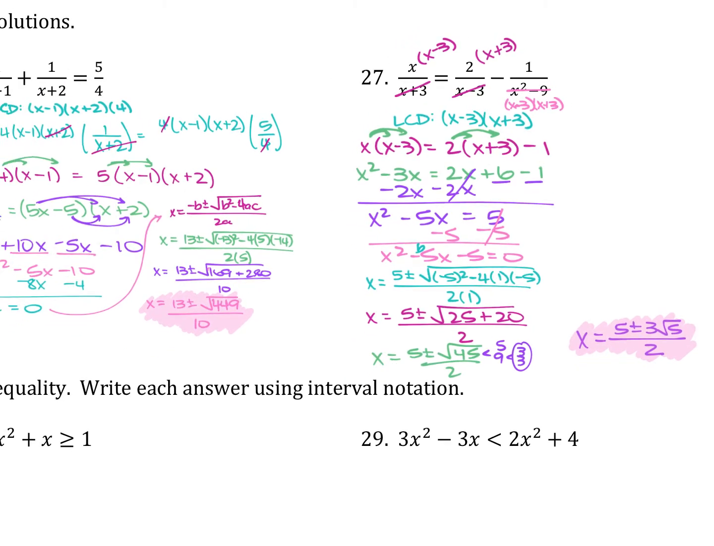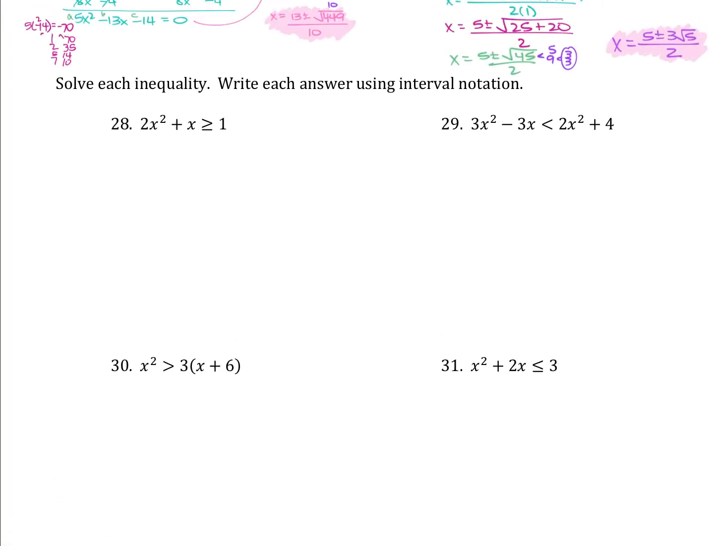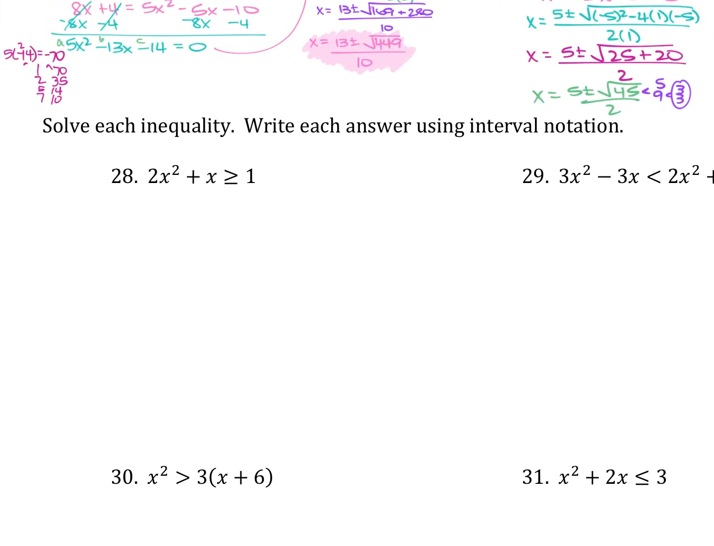For 28 through 31, you're solving each inequality and writing your answer using interval notation. For 28, you have 2x squared plus x is greater than or equal to 1. Okay, so for this one, we're going to move that 1 over, so we're going to subtract it from each side. We have 2x squared plus x minus 1 is greater than or equal to 0.